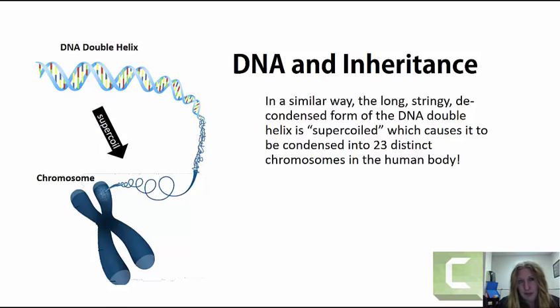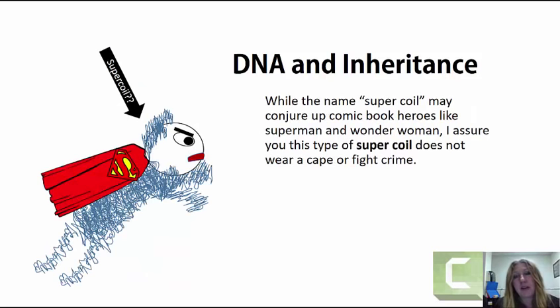Now, the reason that I'm telling you this is because our DNA does the same thing. It will continue to coil and tangle up in itself in a very specific way, and it's going to condense in what we call chromosomes. In humans, we have 23 distinct chromosomes. Now, supercoil might render ideas of Wonder Woman and Superman, but unfortunately, it's not quite that cool. This type of supercoil does not fight crime or wear a cape or anything like that.